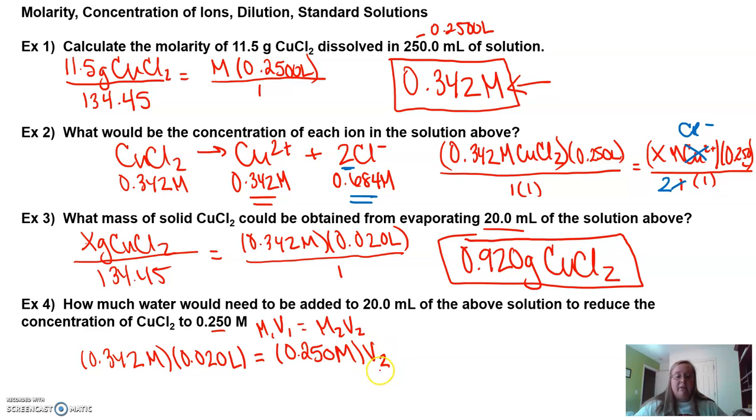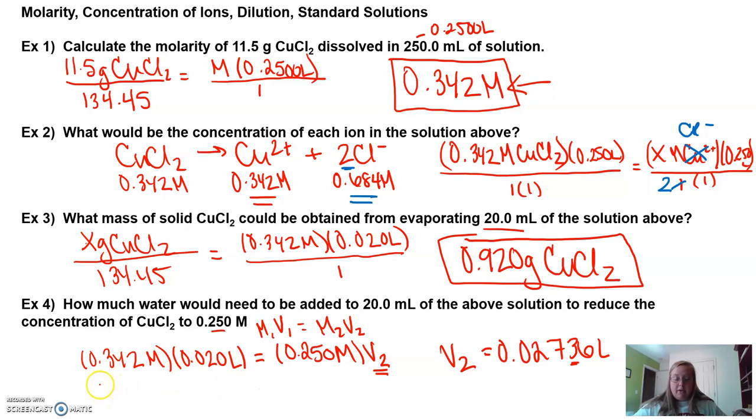Now, we are solving for volume 2 because I need to know what the final volume is in order to figure out how much water I have to add to the initial volume to get to the final. And so if I do this calculation, you end up getting 0.02736 liters. Now I've carried more sig figs than I need, but that's because I'm in the middle of a question. And just to remind us, we're using 3, and so this is where we would be.